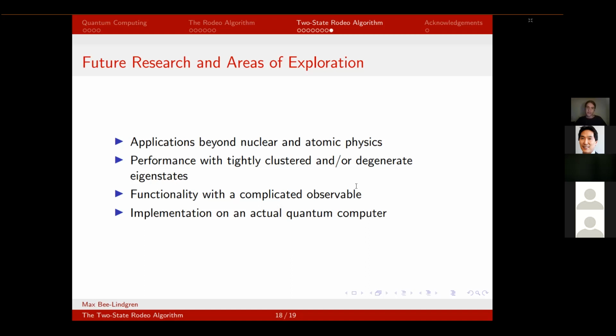I'd also like to test it with a more complicated observable. The observable I used was sigma z, just the Pauli Z spin matrix. I'd like to test it with potentially a complex observable or a random observable. And then I would also like to implement it on an actual quantum computer to test its functionality and see how accurate of an estimate we can get with a real quantum computer.